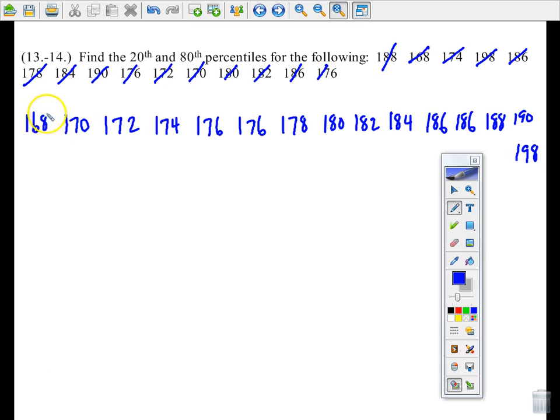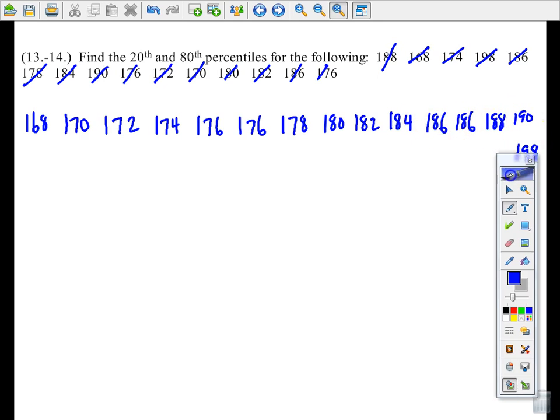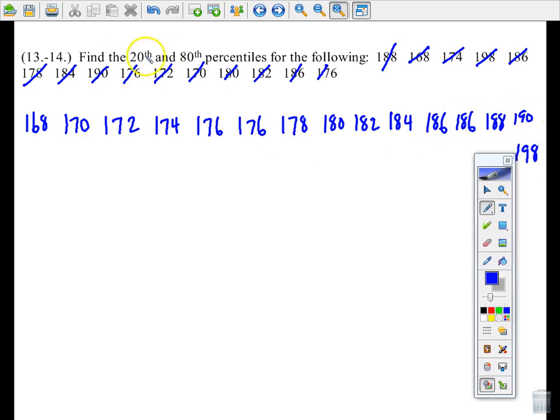Okay, so I should have 15 numbers. I'm just going to count, make sure I got them all. 1, 2, 3, 4, 5, 6, 7, 8, 9, 10, 11, 12, 13, 14, 15. We're good. So to find the number that's at the 20th percentile, take 20% in decimal form, multiply by the number of numbers, which we said is 15, and that's 3.